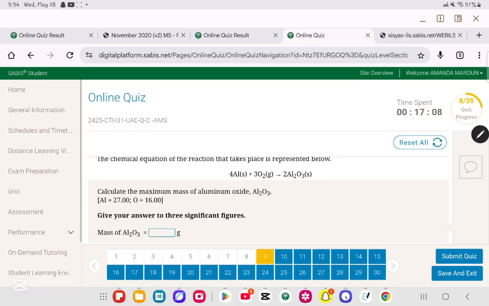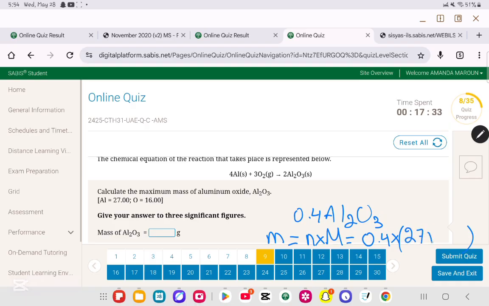Now that you have the number of moles of Al2O3, 0.4 moles, you will be able to find its mass, my bad, not its molar mass. How do you find its mass? It's very simply the number of moles multiplied by the molar mass. So the number of moles, which is 0.4, multiplied by the molar mass of Al2O3. How do you find the molar mass of the Al2O3? It's 2Al, that means 27 times 2, plus 3 oxygen, that means 3 times 16.